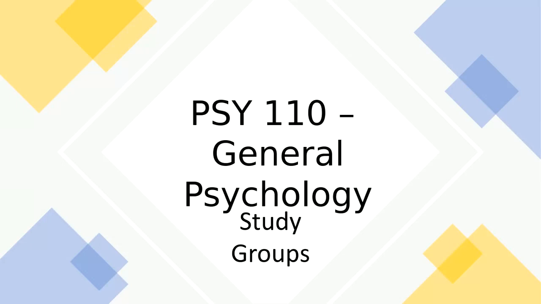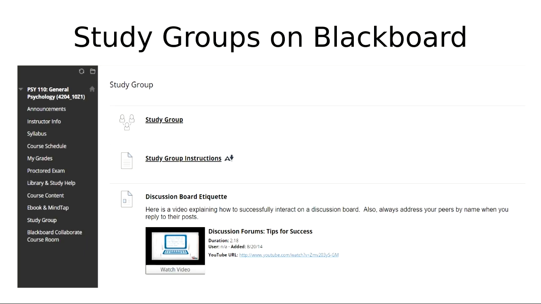of the Psych 110 online study groups. As soon as I open this up on Blackboard, what you're going to see is a tab that says Study Group. Looks like that. When you click on that tab, the top thing will be a link to Study Group.